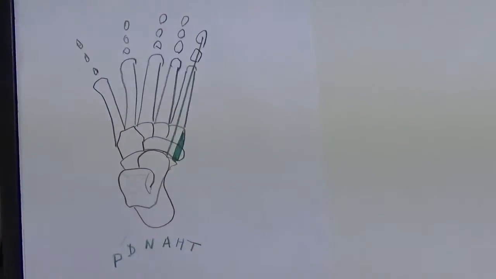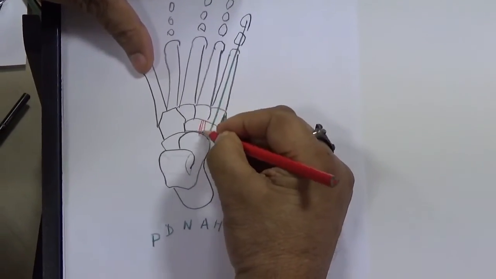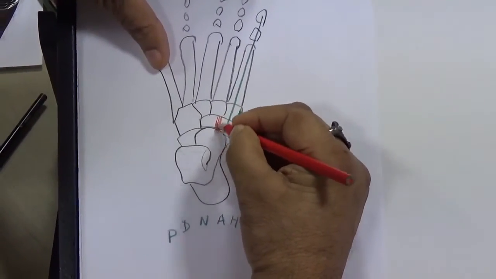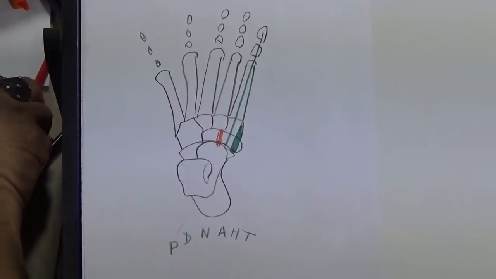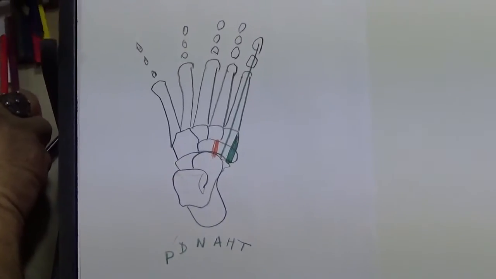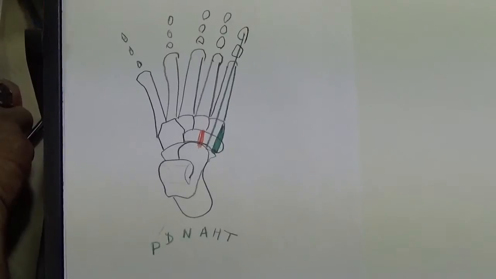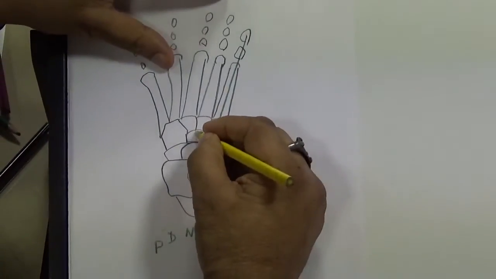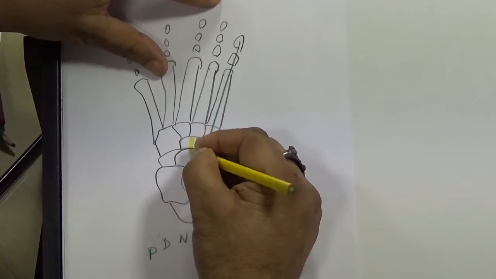Then you have the posterior tibial artery, the anterior tibial artery, and you have the nerve, anterior tibial nerve.